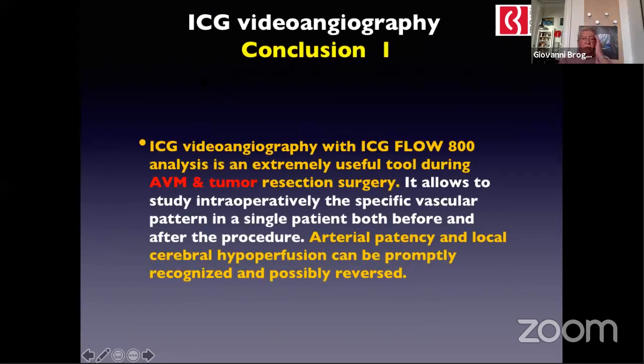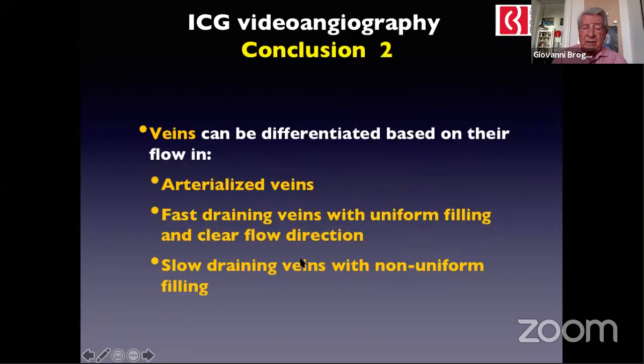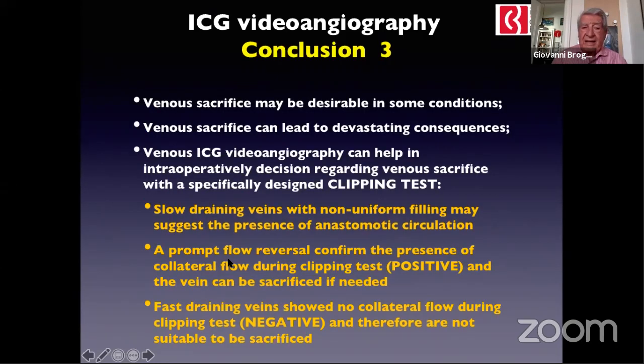So at the end, this is our conclusion. ICG video angiography, mainly with the ICG Flow 800, is very useful in AVM and tumors because it allows you the study of the parental artery and the hyperperfusion after, when you perform the surgery, and you can make a bypass or do something to improve it. Vein can be arterialized, and there is fast draining and then slow draining vein, and you can choose if the sacrifice is possible or not, and that is done with the clipping test, the simple, stupid situation, I think, but very useful, and that is very important.